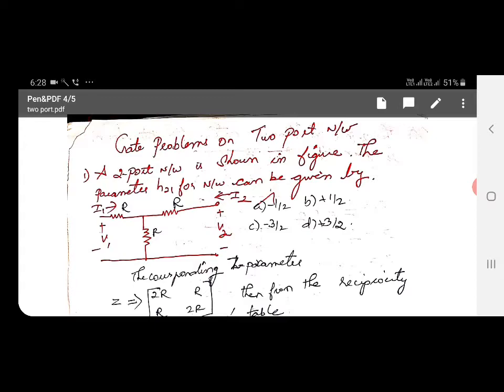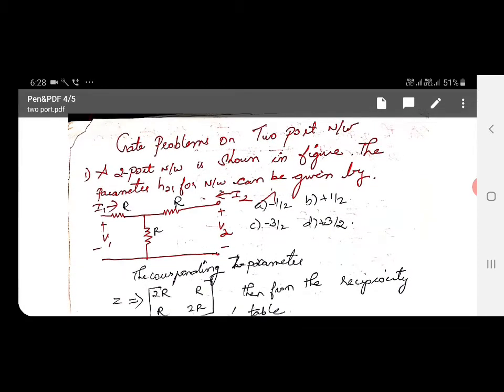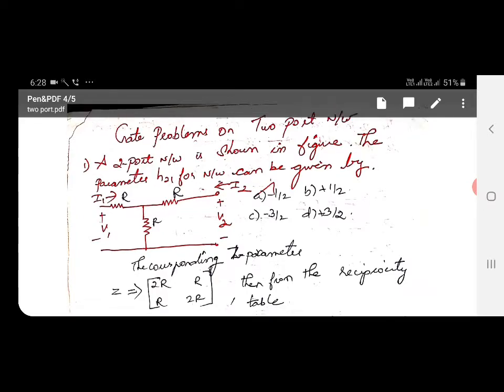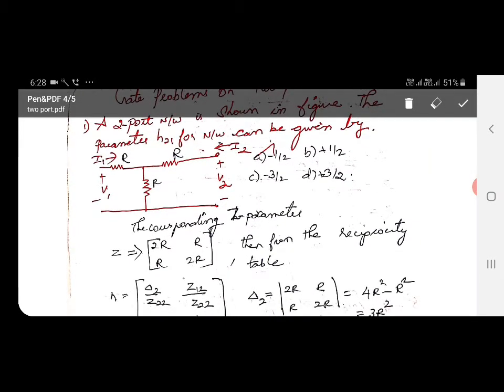Okay, we can see the first question. A two-port network is shown in the figure. The parameter h21 for the network can be given by. They are asking h21. Actually, the given network is a T network, and they are asking for the h21 parameter, which is a hybrid parameter.